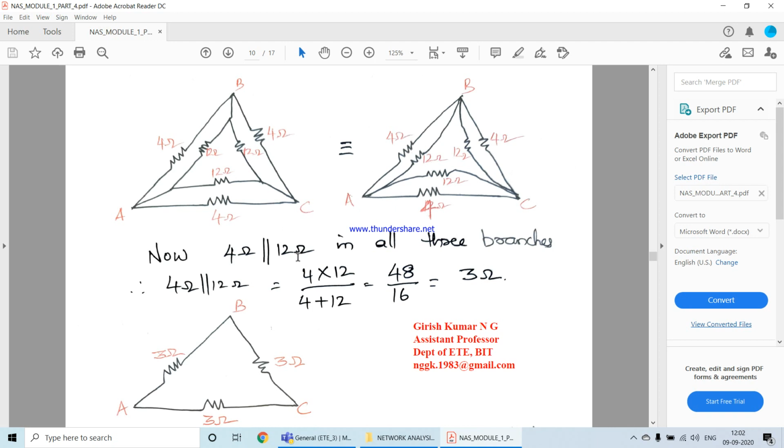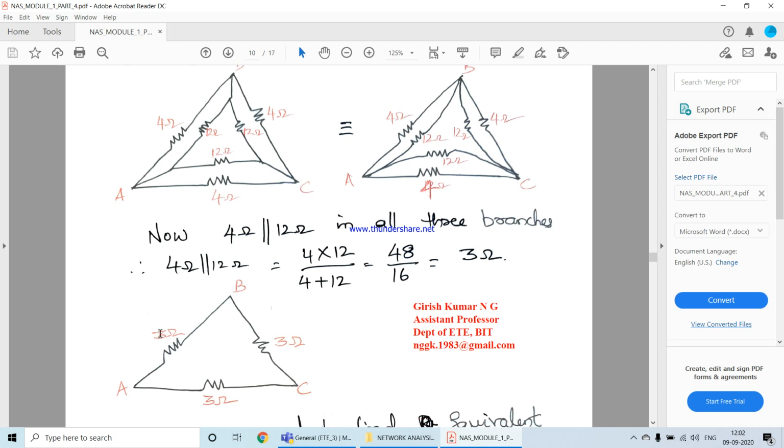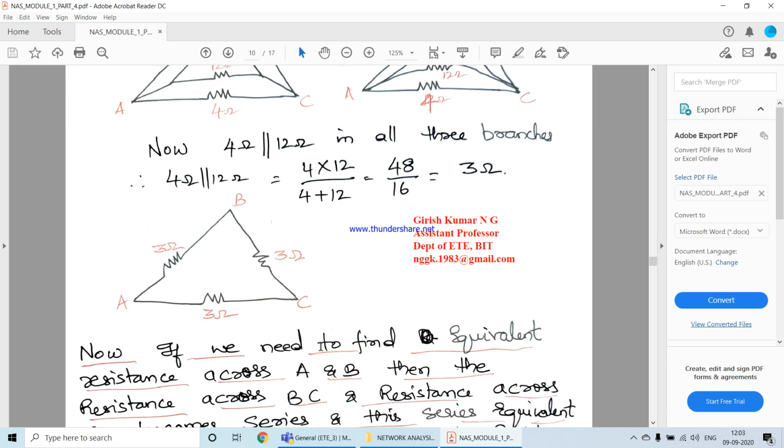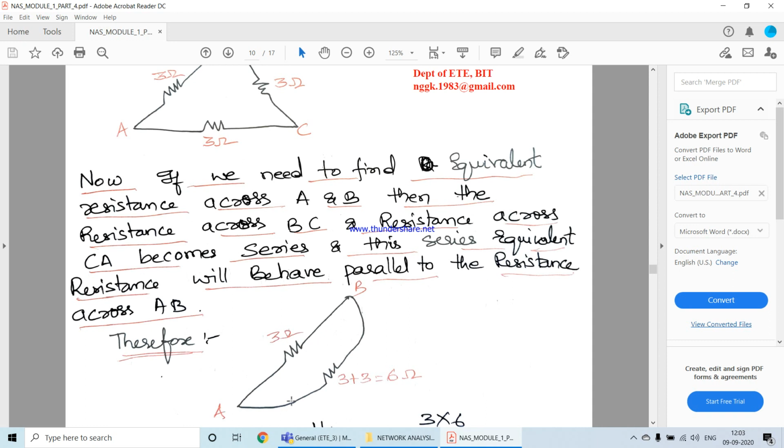Then I will find out the equivalent resistance of this parallel network. So 4 ohm in parallel with 12 ohms gives 4 into 12 by 4 plus 12, which is equal to 3 ohms. Now I got one single delta combination at the end, which has 3 ohms, 3 ohms, 3 ohms. Now my job is to find out the resistance across this A and B. Therefore the resistances across BC and across CA will behave as series. Okay, so 3 plus 3 is 6, and that series value will lie in parallel with this 3 ohms. So this is how it looks.